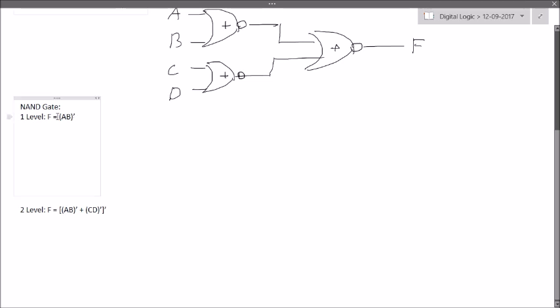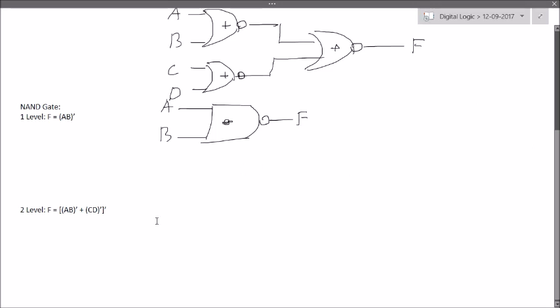A NAND gate is very similar, so it's just an AND gate with an inverter. Let's make it quick. A times B, right? It's just a normal NAND gate with an inverter. That's it.